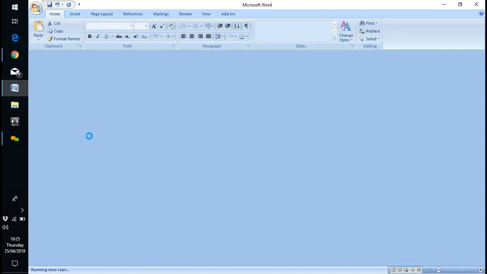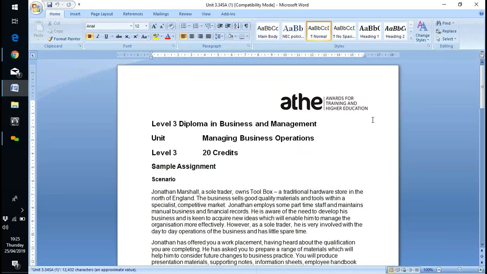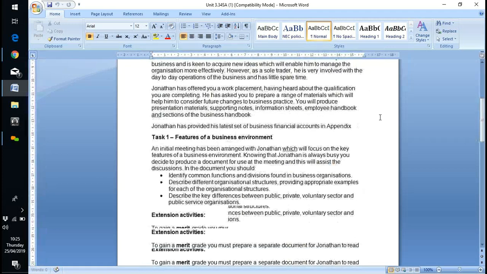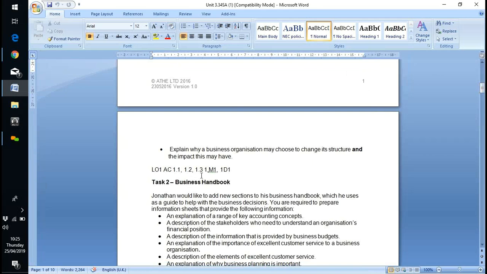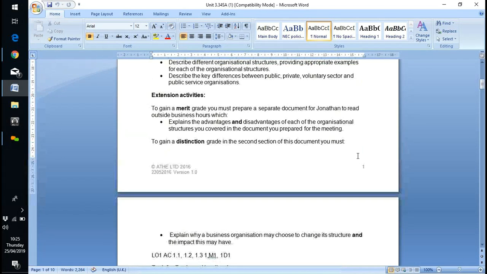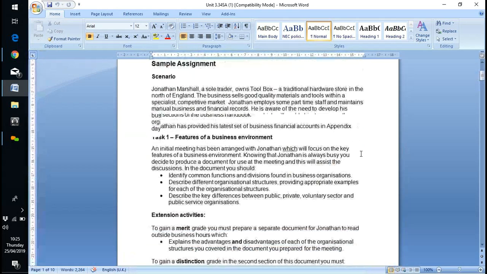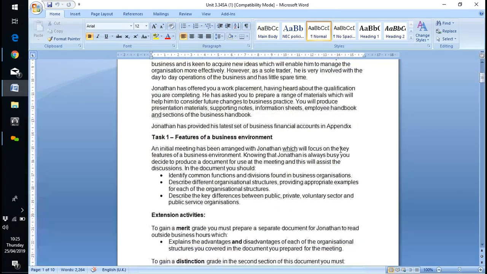Now, as before, some of the assignments cover directly the criteria as they stand. Others do cross over into other areas. So on this first one, it will cover 1.1, 1.2 and 1.3, 1M1 and 1D1. So task 1 literally does LO1, and this is what we're going to look at first.